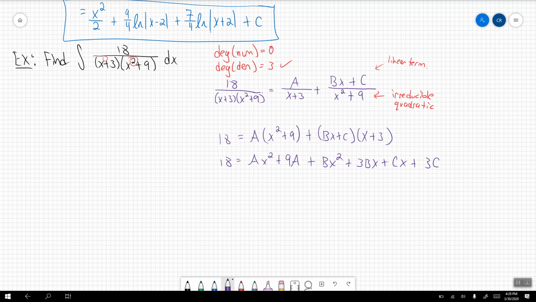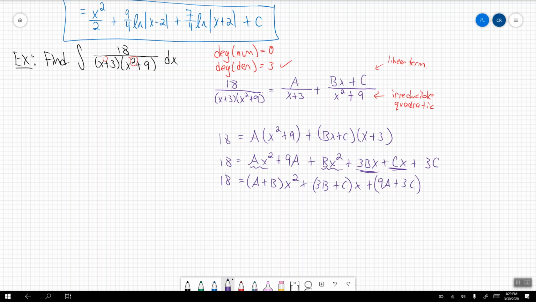Let's start grouping all our terms together. Every x squared term goes together, and let's factor out those x squareds. Every x variable goes together, and we're going to factor out that x variable, so that's 3b plus c multiplied by x. Whatever's left over is going to be 9a plus 3c. That stays together as a constant.